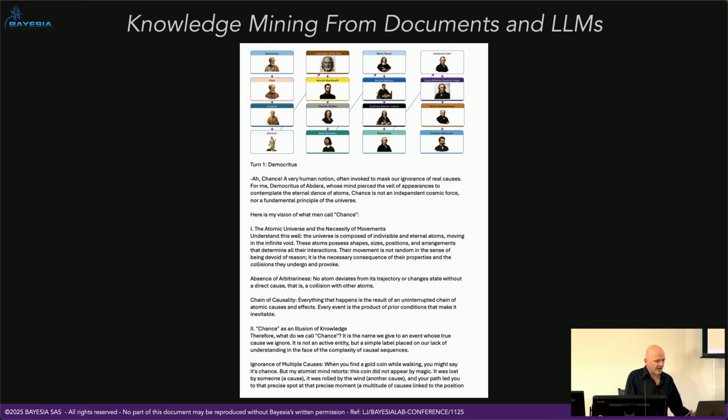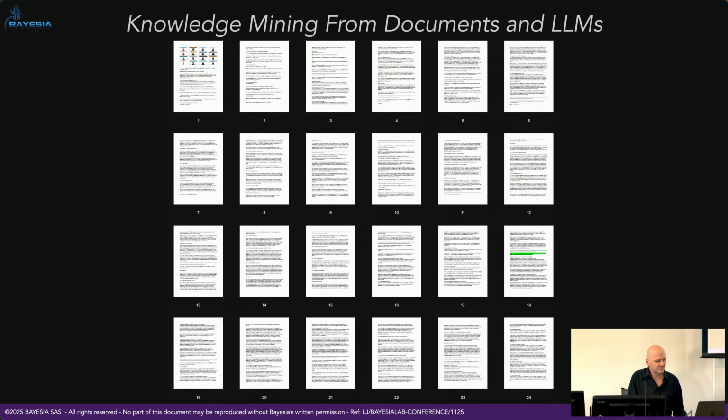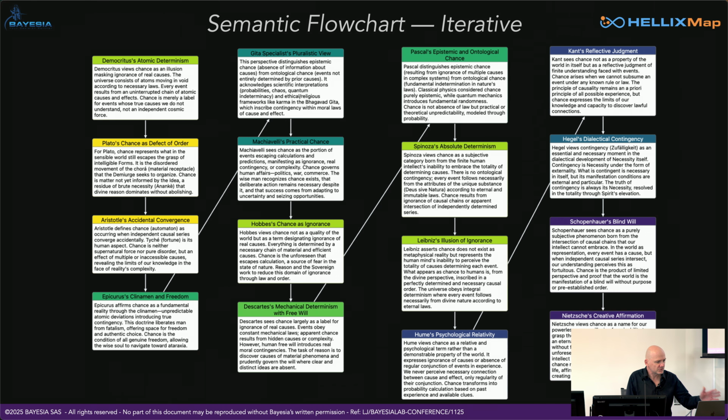And then here I have the document, and from that I have all these pages that I want to analyze, and I will just show you the semantic flowchart of this iterative process. So you see, Democritus is with this atomic determinism. I don't know if you can read that. Can you? Or otherwise, we can go there.